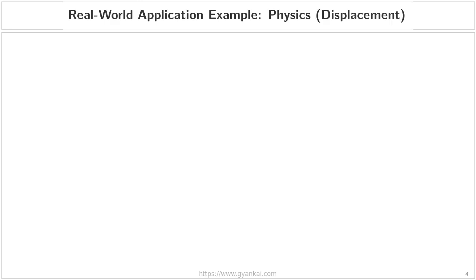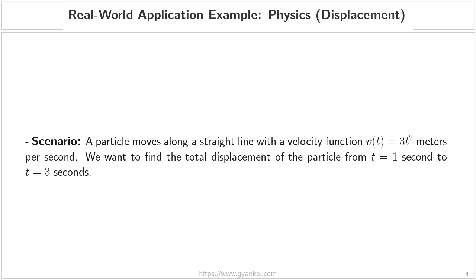Real-world application example, physics displacement. This slide presents a scenario involving physics, specifically motion. We're told that a particle is moving along a straight line, and its velocity is given by the function v of t equals 3t squared meters per second. Remember, velocity is the rate of change of position.